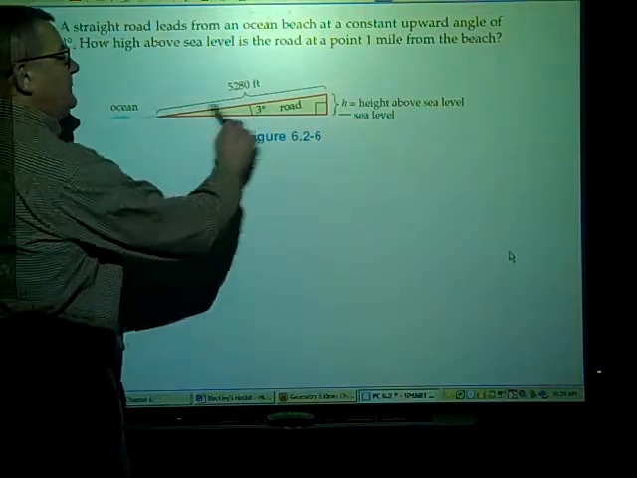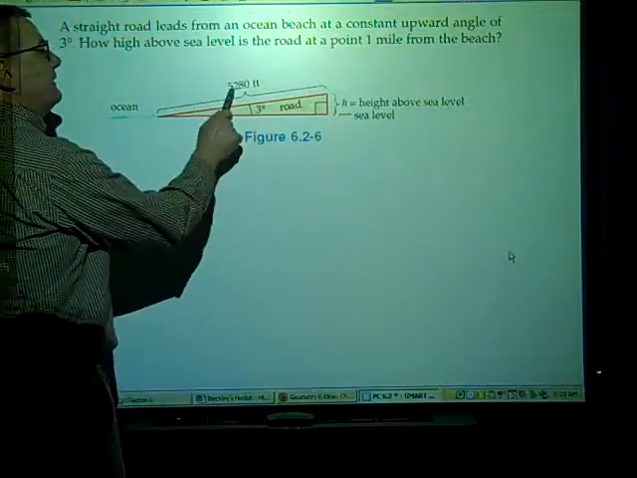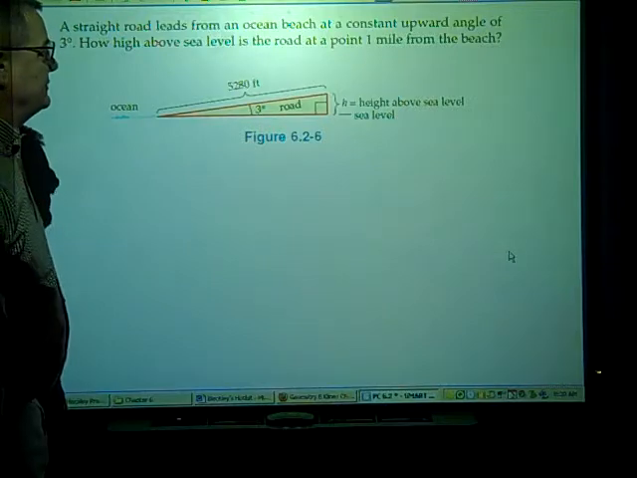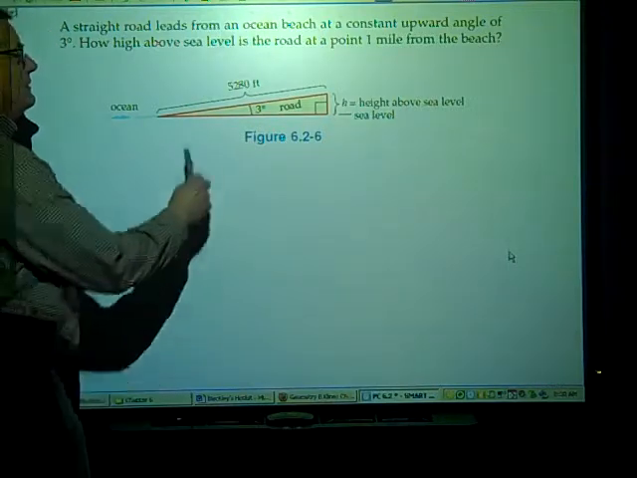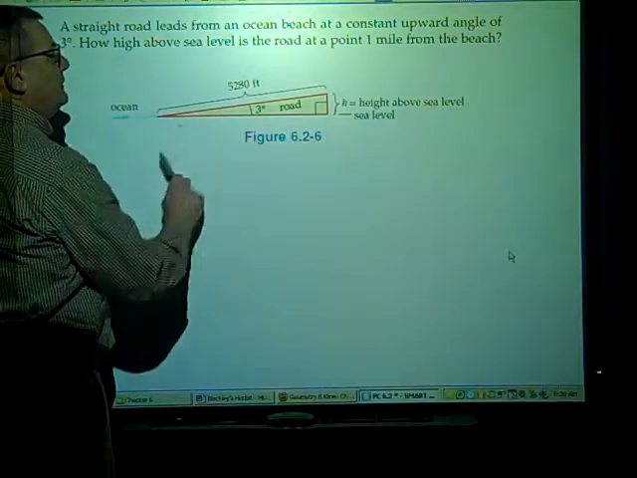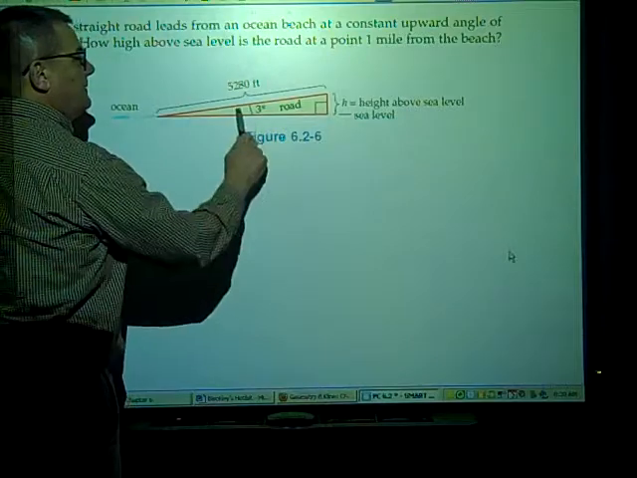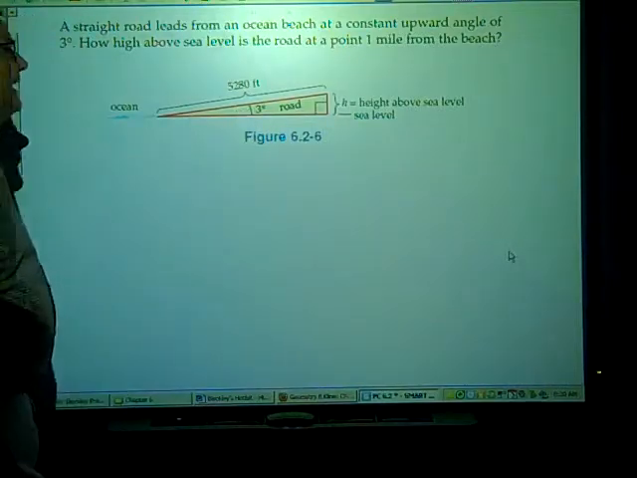Now the road is going uphill, so the 1 mile is also on the hypotenuse here. They've labeled it 5,280 feet because 1 mile is 5,280 feet. Okay, so we know the angle, we know the hypotenuse, and we're trying to find the height of this road. The height of the road would be the opposite leg of the 3-degree angle.